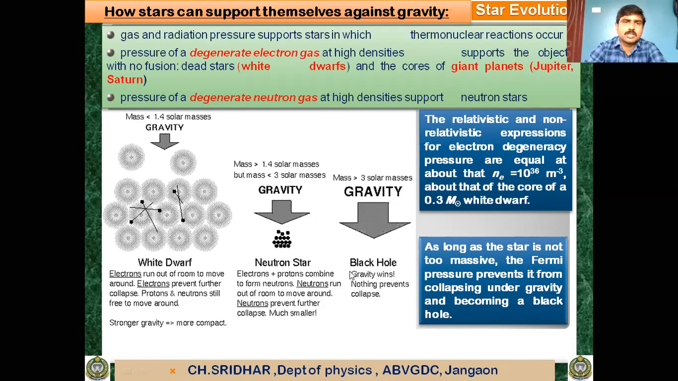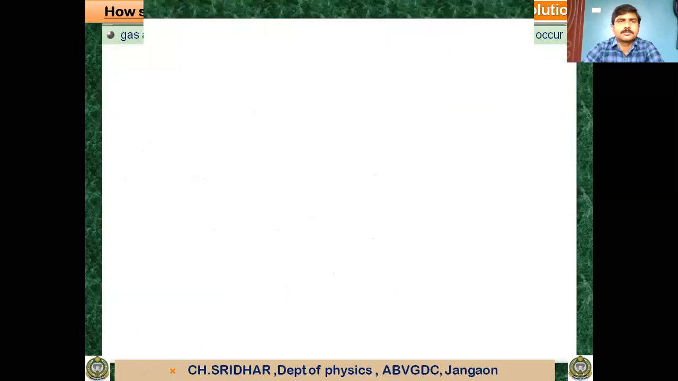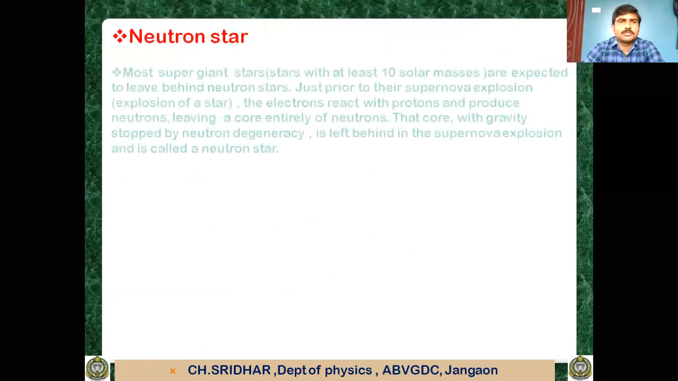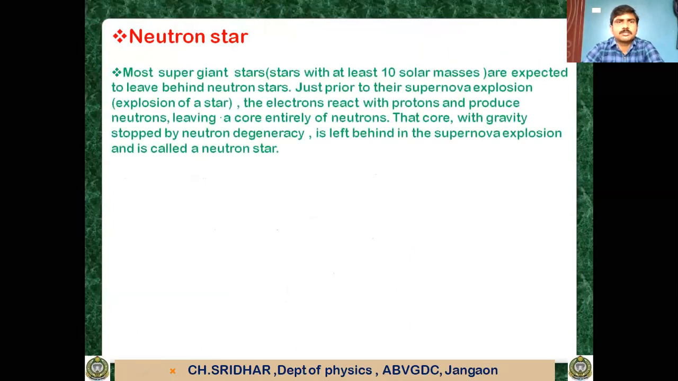So this is how the star evolution is taking place. And then we have the neutron star. The neutron star is nothing but the core where gravity is stopped by neutron degeneracy, left behind after the supernova explosion, and it is called a neutron star.